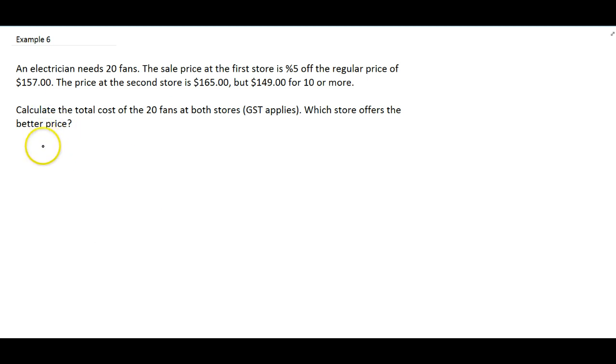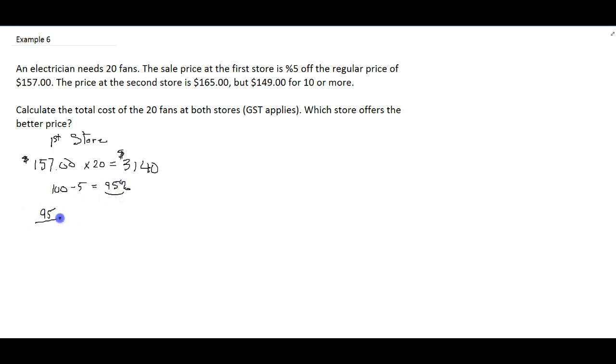So let's start with the first store. We have $157, and we want to buy 20 at that price. So let's multiply that by 20. 157 times 20, and we get $3,140. But we're going to take 5% off our price. If we take 5% off, 100 minus 5 is 95%. So the sale price is 95% of the original.